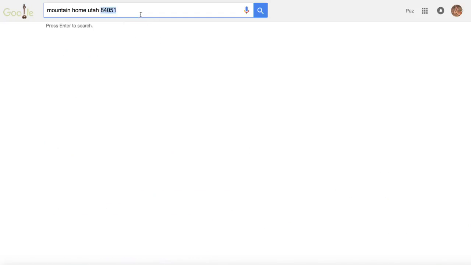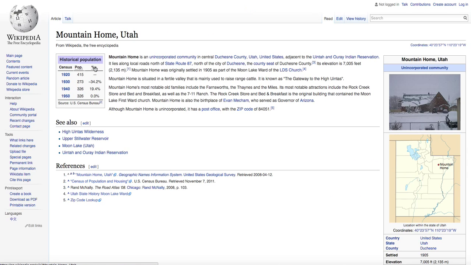Mountain Home, Utah is the place, and as you can tell, it's an unincorporated community in Duchesne County, Utah, in the United States, obviously. Adjacent to an Indian reservation. As you can see, it's unincorporated, which means it's tiny. Here's the population figures dating back to 1950. I don't think they have anything more recent than that.